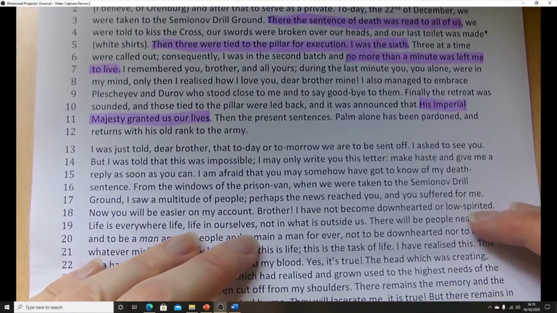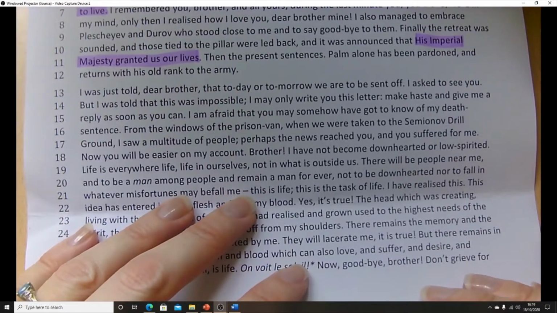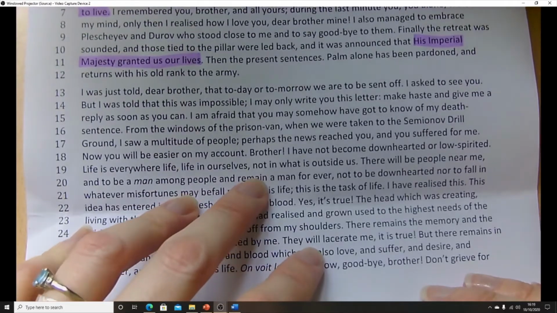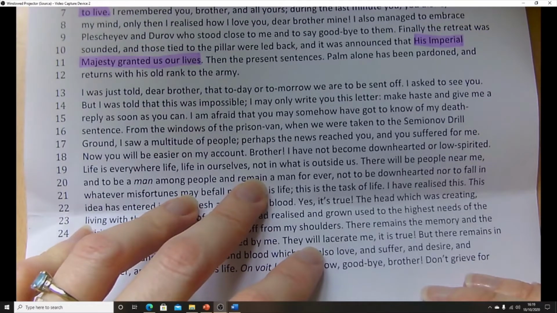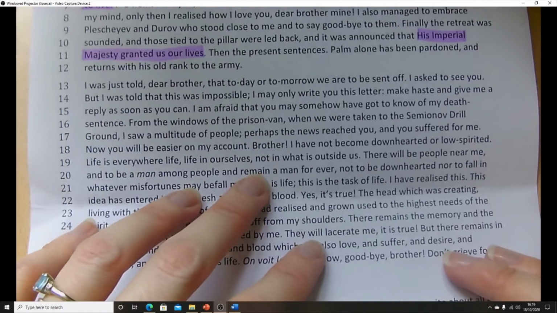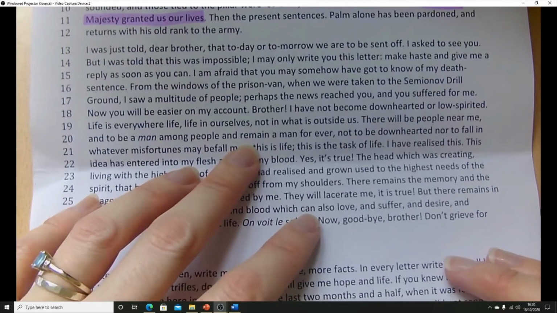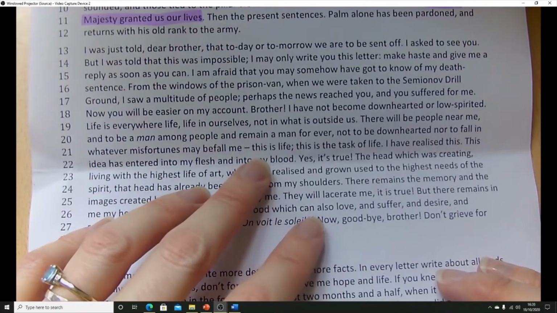Then the present sentences. Palm alone has been pardoned and returns with his old rank to the army. I was just told, dear brother, that today or tomorrow we are to be sent off. I asked to see you, but I was told this was impossible. I may only write you this letter. Make haste and give me a reply as soon as you can. I am afraid that you may somehow have got to know of my death sentence. From the windows of the prison van, when we were taken to the Semenov drill ground, I saw a multitude of people. Perhaps the news reached you, and you suffered for me. Now you will be easier on my account. Brother, I have not become downhearted or low-spirited.